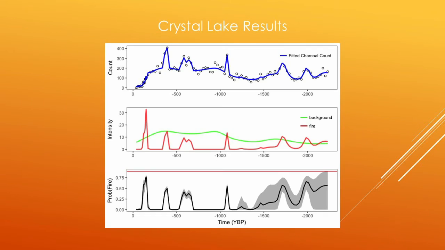After running the model, we had strikingly different results from the lake in Alaska. At Crystal Lake, the background intensity is much higher than that of Chopper Lake in Alaska. This can mean one of two things. First, it could mean that the regional fires in Minnesota are much higher than those in Alaska. However, the second option is that there could be many local fires in Minnesota around Crystal Lake that were attributed to the region, not the local.